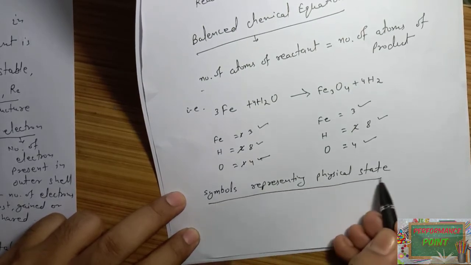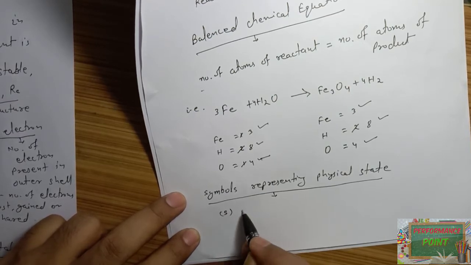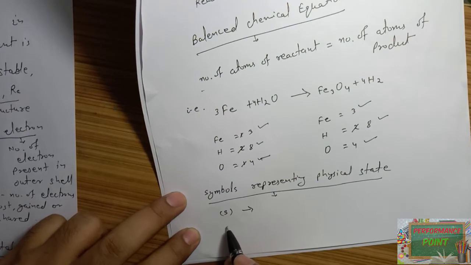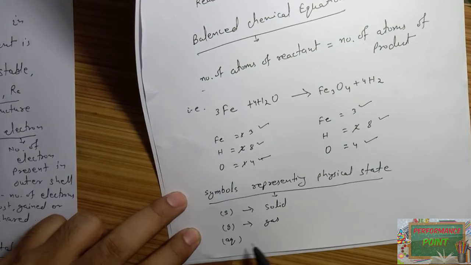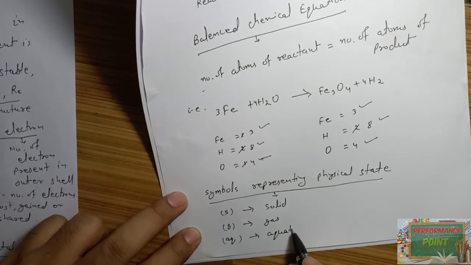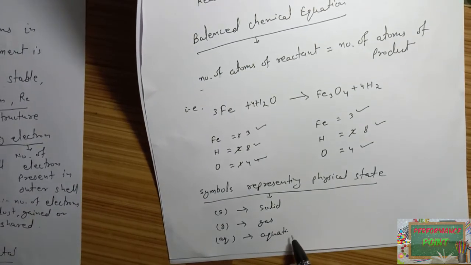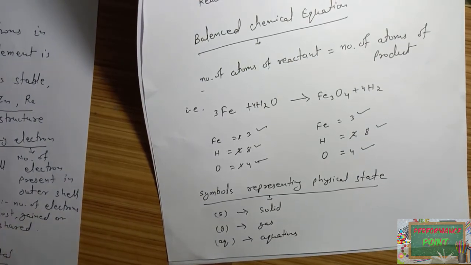What's that? Very simple. Let's just see. It's written in a bracket. So what is it if it's S? What is it if it's G? What is it if it's AQ? S is for solid, G for gas, and AQ is for aqueous. So you can see this is how to represent the physical state.